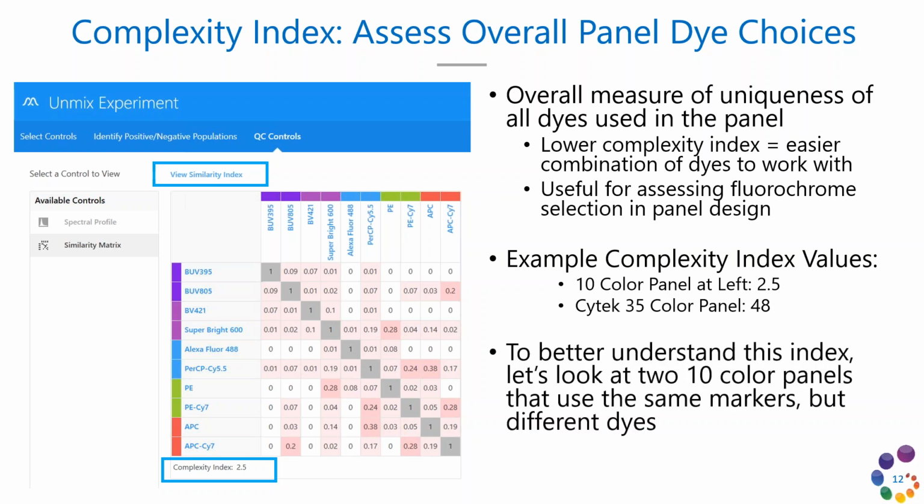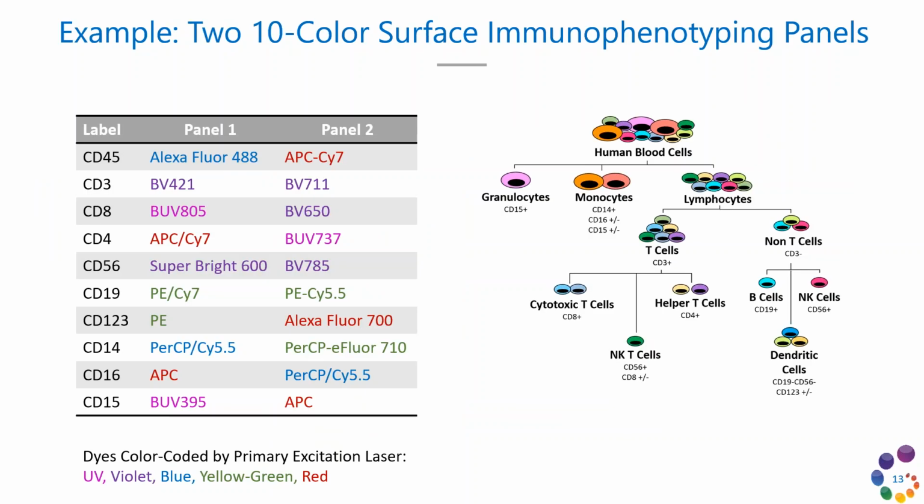Today, we generated two different 10-color panels that both use the same markers, but use very different dye choices to help illustrate these indices visually for you. So let's walk through those together. The two panels are shown here. In the table on the left, you can see the different labels that are part of this panel in black, and then the dyes that are conjugated to each of those labels are shown in the columns for panel 1 and for panel 2. I've color-coded them, so any dye that's maximally excited by the UV laser is in pink, and then the other colors are self-explanatory.